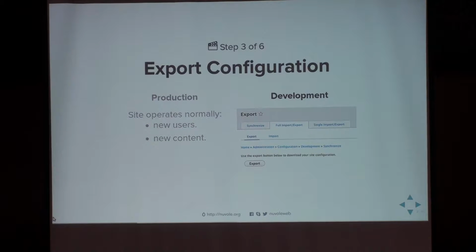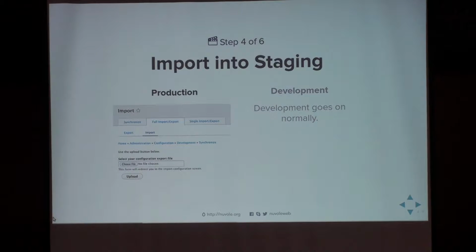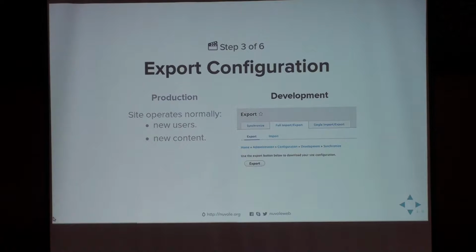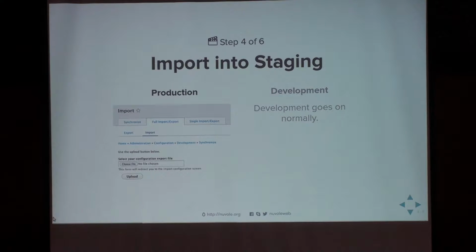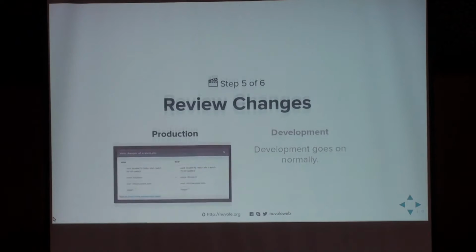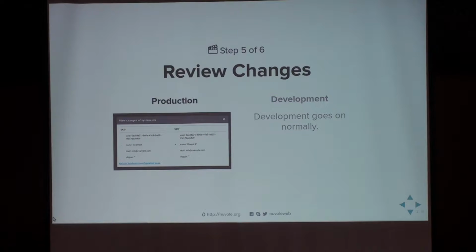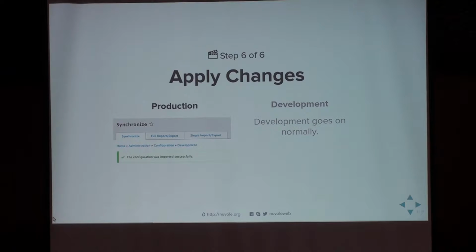You export the configuration of the site. You go to your production site, you import. So here you download essentially a zip file or a tar. Then here you upload this file, the zip. You can review the changes that are introduced by this new configuration. So here you see the site name changed. Then you apply it, and your production is now synchronized with the configuration.